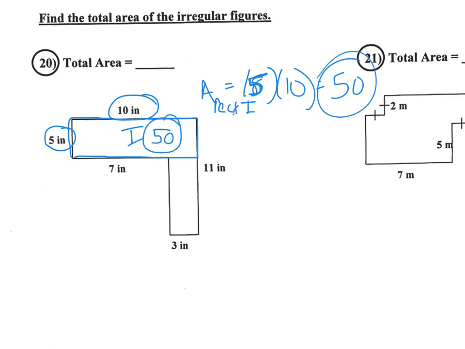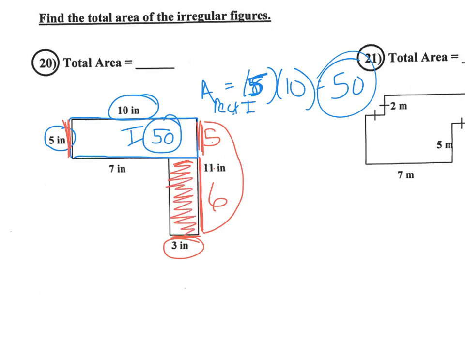Now I need the area of the bottom one. I know the base is 3. What's the height? The height only goes to here. Well, I know the whole thing's 11. And if this piece is 5, then 5 from 11 makes this 6. So to find this red area, it's going to be 3 times 6. So the area of the red is 3 times 6, which is 18.